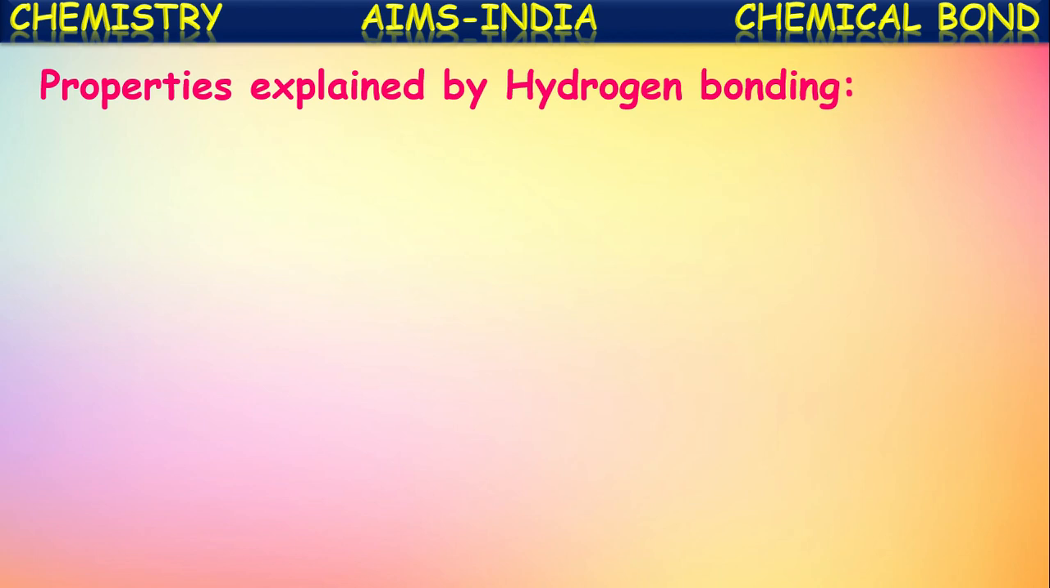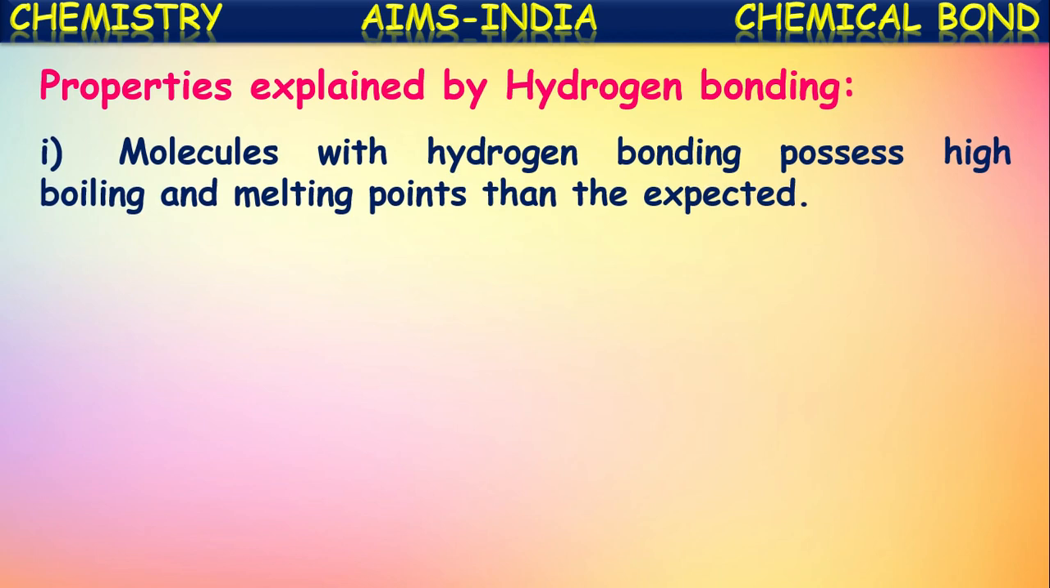The properties which are explained by this hydrogen bonding, let us see here. One is molecules with hydrogen bonding possess higher boiling points and melting points than expected. Because of the existence of these hydrogen bonds, molecules won't evaporate at the expected boiling points because of the formation of electrostatic forces between the electropositive hydrogen and electronegative atoms. The boiling points will be somewhat greater than expected.